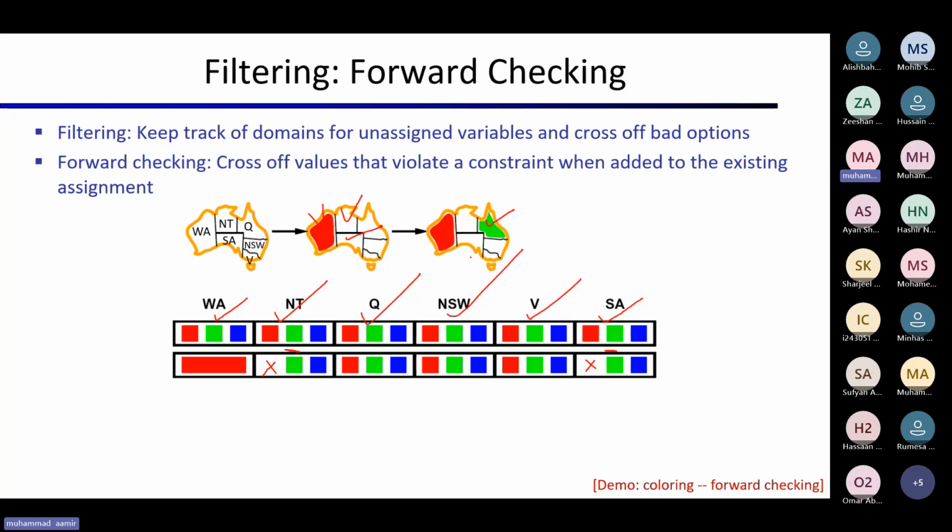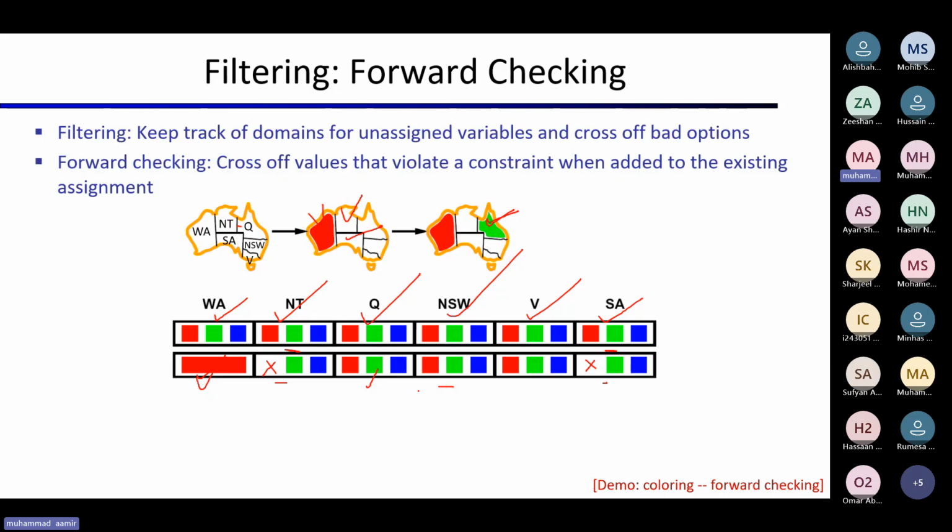So for example, secondly, we are going to color this state, and this is Queensland. We have three options for Queensland, and let's say we assigned the green color to Queensland. Of course, the neighbors of Queensland are the Northern Territory, the Southern Australia, and the NSW. These three variables will be affected because these three are the neighbors.